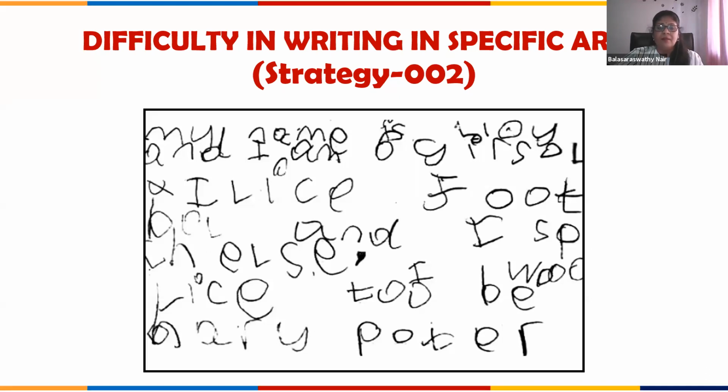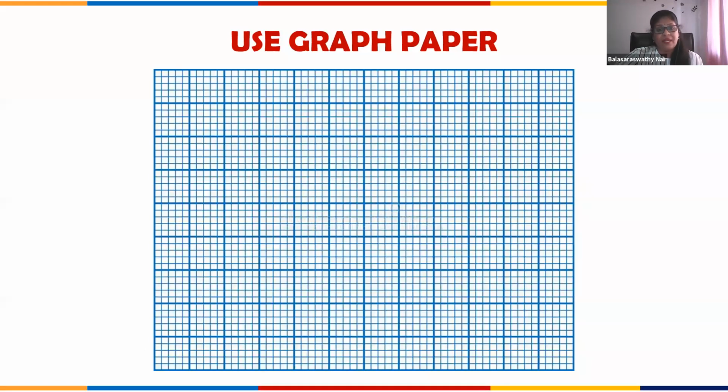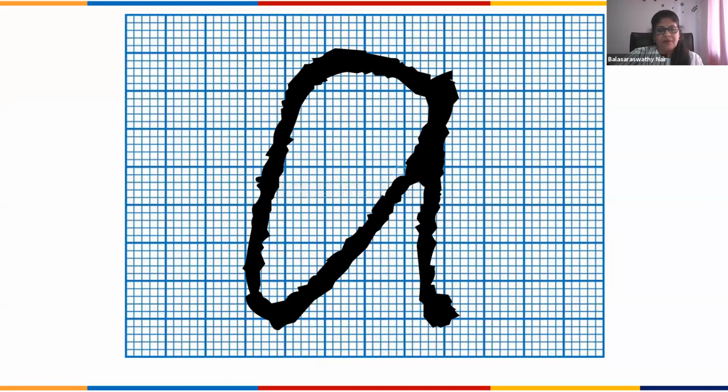You know why? Because their brain works 5 times harder than our brains do. They are very slow, their processing is very slow, and because their brain works 5 times harder, they get very tired. So let me give you a technique for writing solution. Use graph paper. Take a graph paper like this, and write the alphabet which the child is unable to write well. I have taken an example of A, but you can take any alphabet.